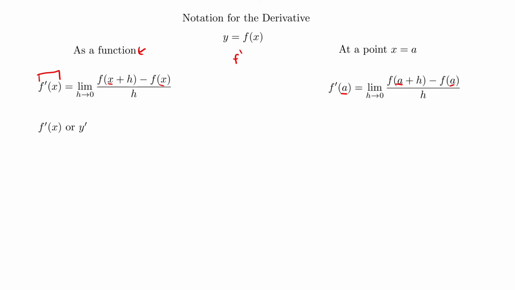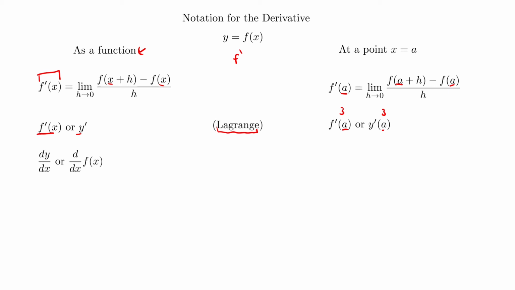So what are the different notations? Well, the first one we've seen is f prime of x. We can also use y prime, and that's what we do when we consider the derivative as a function. At a point, all we have to do is plug in a, or whatever that point is. So let's say a was equal to 3, we could plug in 3 there, and that would work. So f prime of 3, y prime of 3, that gives us the derivative at a point. And this notation is attributed to the mathematician Lagrange.